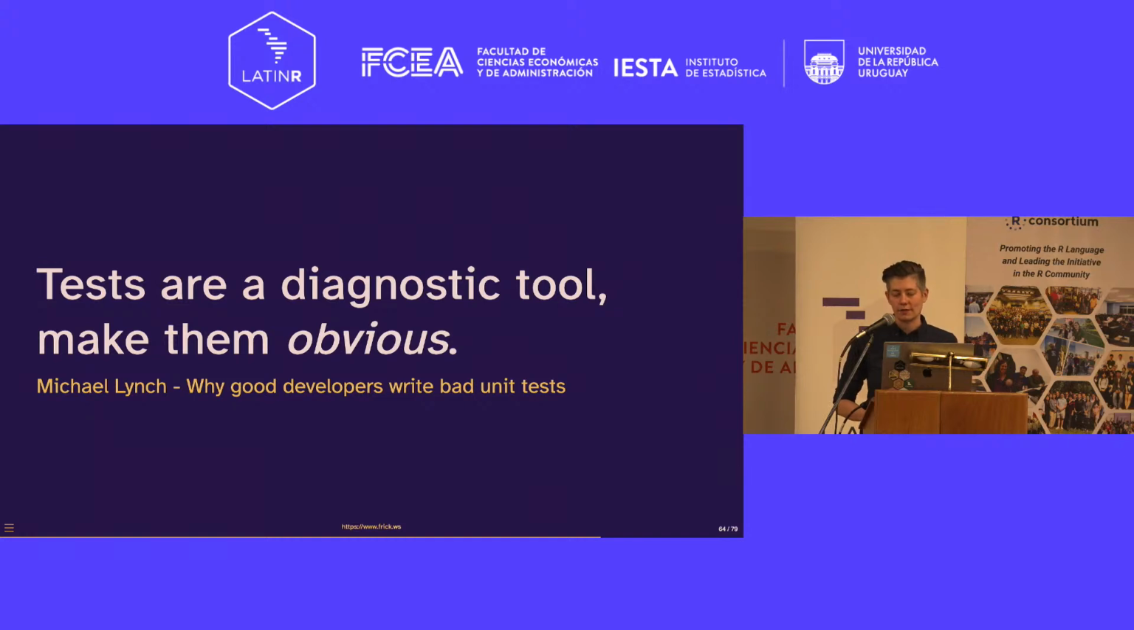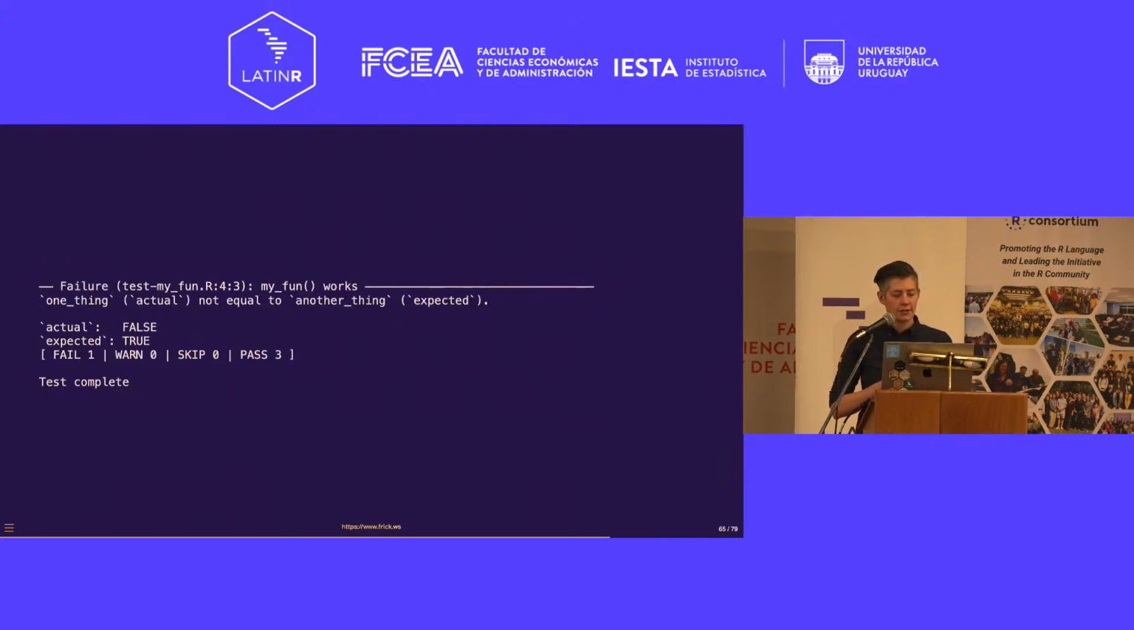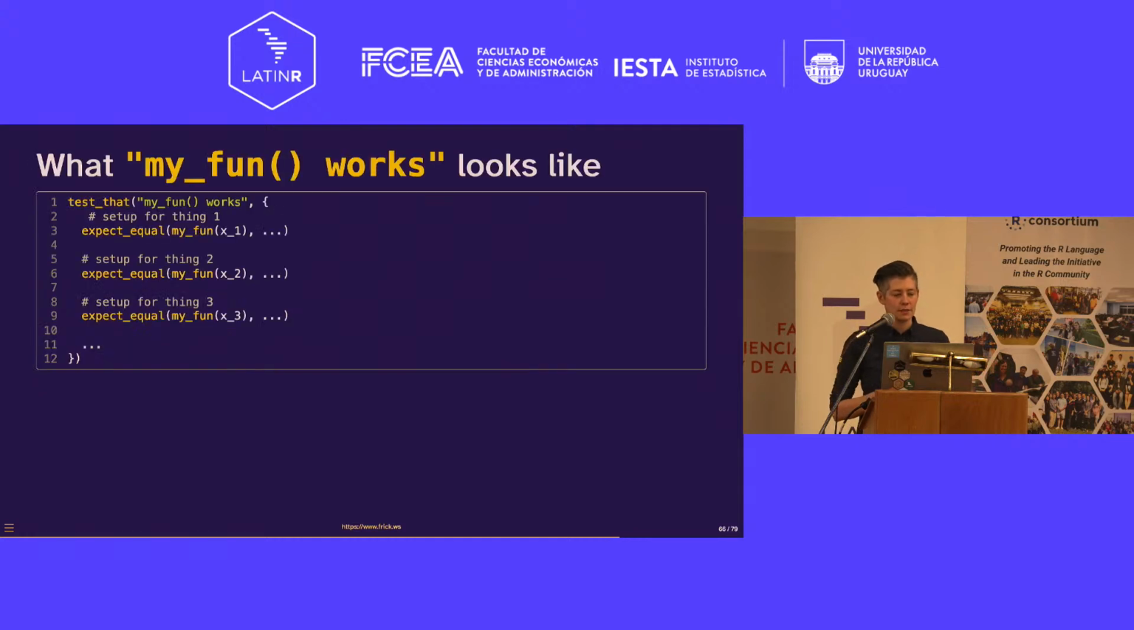So let's see when things fail. This is sort of a test_that output, and it kindly lets you know that "my fun works" is no longer true. And that's okay. I'm like, okay, my fun. And then you go look at what "my fun works" actually means, and you find out that it means at least 3 things. So it does a setup, and then it has an expectation for it, and then it has a setup for a different thing, an expectation for that. And you're like, okay, so I only know at least one of them isn't working.